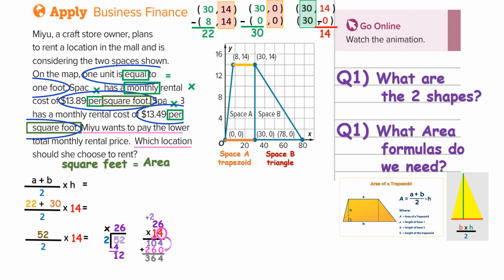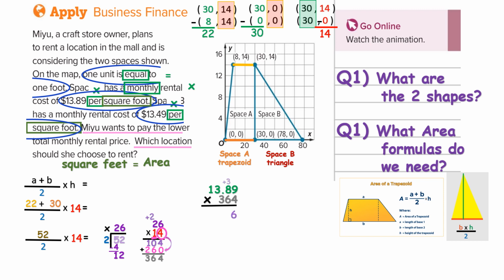But that doesn't help me get to my answer of which is the better value, because better value talks about cost of money. So when I go back to my original word problem, I'm seeing that in space A, they're charging me $13.89 per square foot. And we know that we have 364 square feet. So now I got to do 3 steps of multiplication.